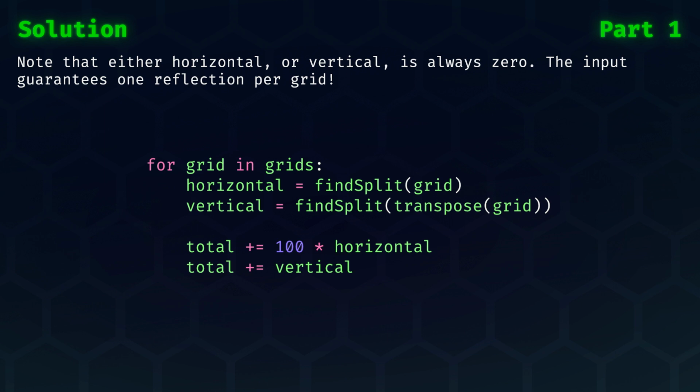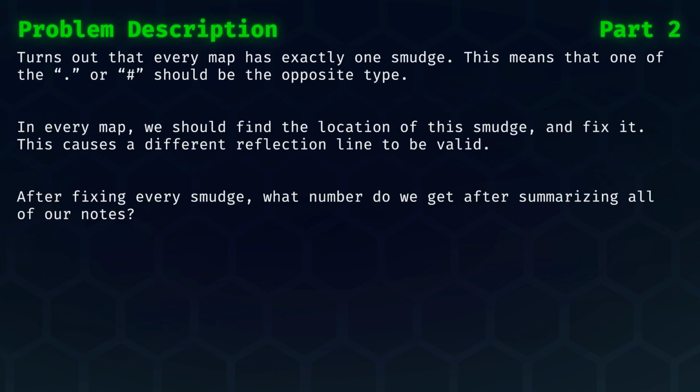Let's move on to part 2. Turns out that every map has exactly one smudge. This means that one of the dots or one of the hashes should be the opposite type. In every map, it is up to us to find the location of this smudge and fix it. This causes a different reflection line to be valid. After fixing every smudge, what number do we get after summarizing all of our notes?